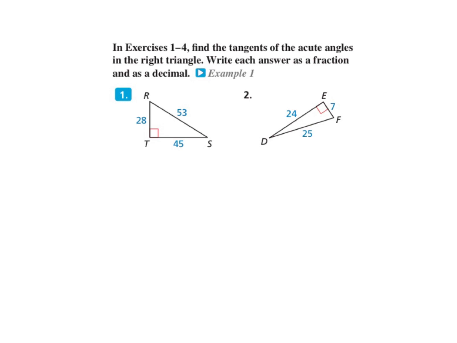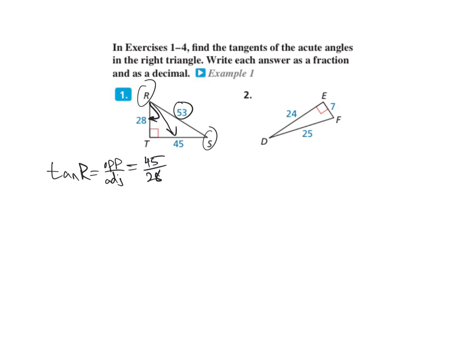All right, so find the tangents of the acute angles in the right triangle. So we have two acute angles, R and S. So the tangent of R, again, is the opposite over adjacent. The opposite leg to R is 45. The adjacent leg or attached leg is 28. Remember, 53 is the hypotenuse. We're not using the hypotenuse.